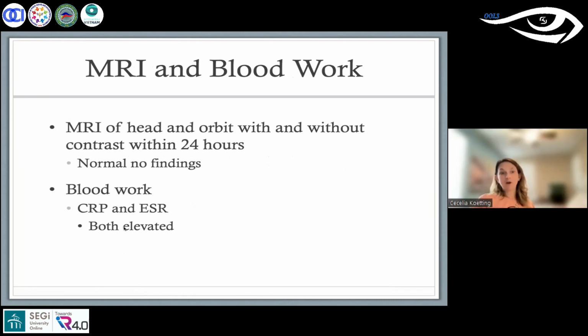We're going to get an MRI of head and orbit with and without contrast within the next 24 hours. Normal, no findings. That's good. Blood work, we do CRP and ESR, because we're looking for elevation, and they were.